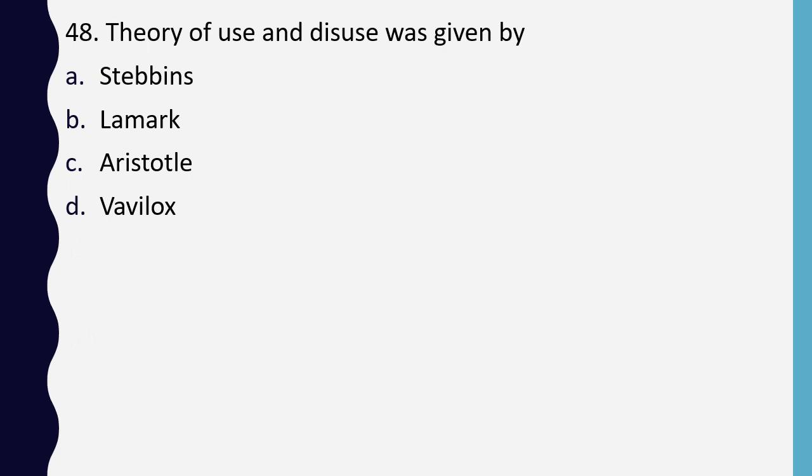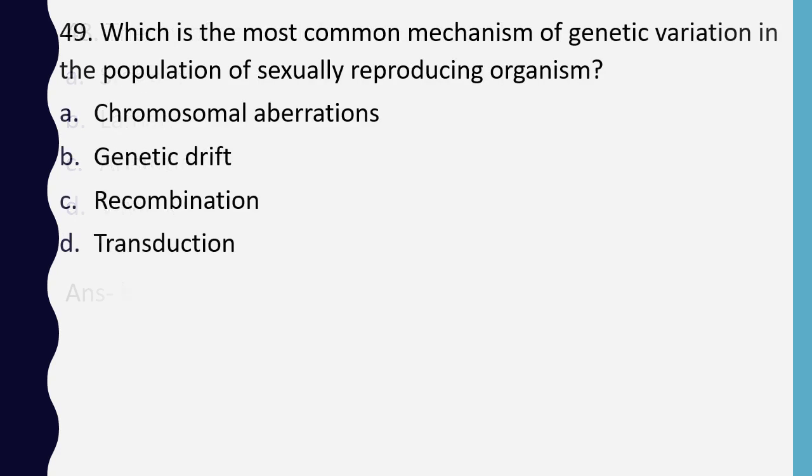Question number 48. The theory of use and disuse was given by Stebbins, Lamarck, Aristotle, Vavilov. Theory of use and disuse of organ was given by. Correct answer is option B, Lamarck. Question number 49. Which is the most common mechanism of genetic variation in the population of sexually reproducing organisms? Most common mechanism of genetic variation. Chromosomal aberrations, genetic drift, recombination, transduction. The correct answer is option C, recombination.